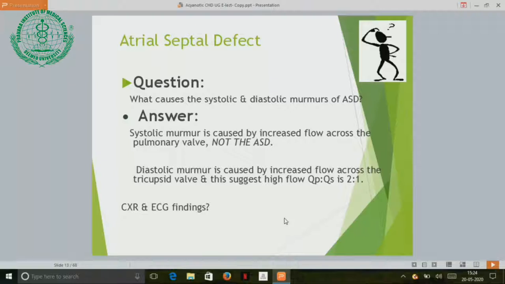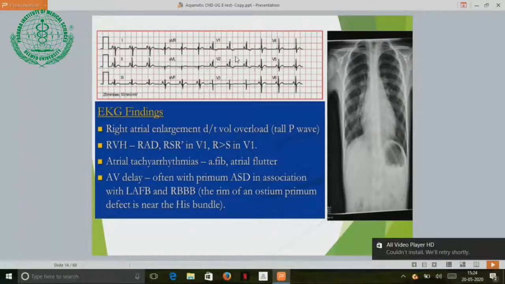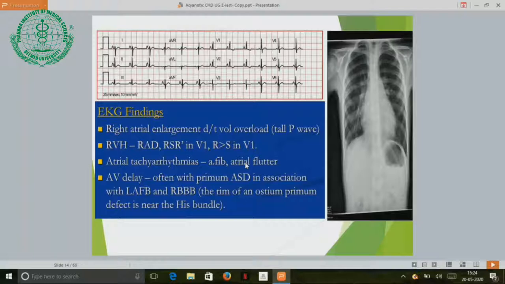So what are the chest X-ray and ECG findings in case of atrial septal defect? ECG will show features of right atrial enlargement due to volume overload. This is seen as a tall P wave, especially in the right side chest leads, V1. And there will be right ventricular hypertrophy, right axis deviation, and then the characteristic rSR' pattern, because there is right ventricular volume overload. This is again seen in lead V1, in which the R wave is prominent compared to the S wave. And again, there are possibilities of tachyarrhythmias, especially in the ostium primum type of ASDs. So you have to really look for abnormal rhythm in the ECG.